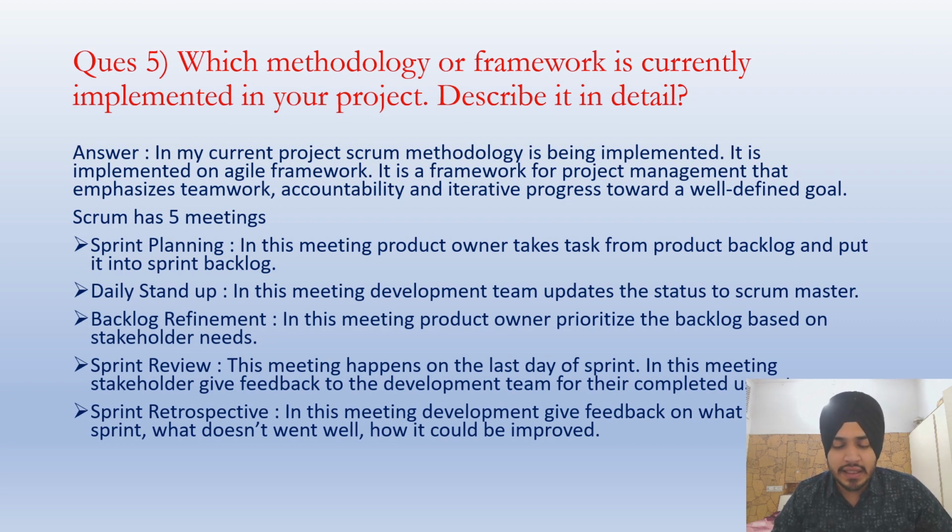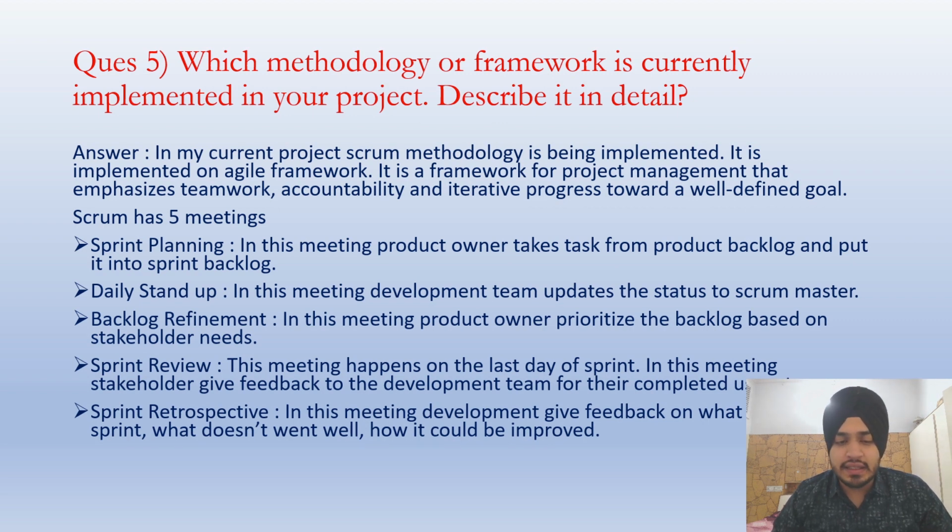Daily stand up. In this meeting, the development team updates the status to the Scrum Master. Backlog refinement. In this meeting, the product owner prioritizes the backlog based on the stakeholder needs. Sprint review. This meeting happens on the last day of the sprint. In this meeting, stakeholders give feedback to the development team for their completed user stories. In the sprint review meeting, the development team shows all the user stories that they have completed and takes the feedback from the clients or the subject matter experts, so that we can meet their expectations.